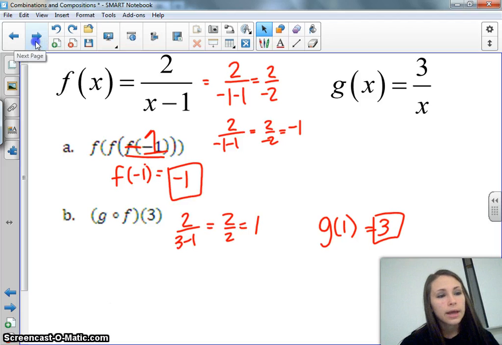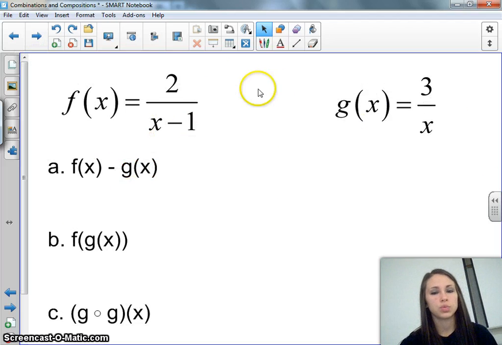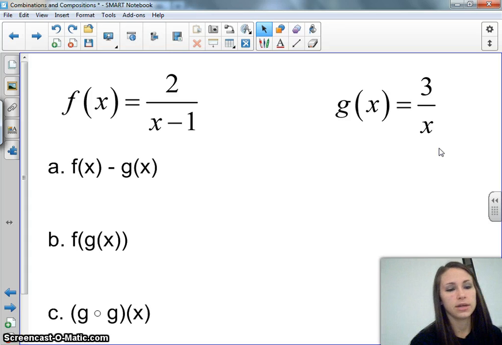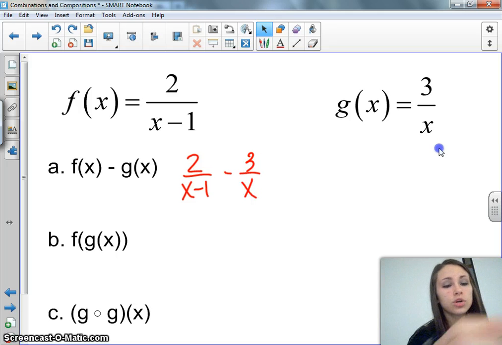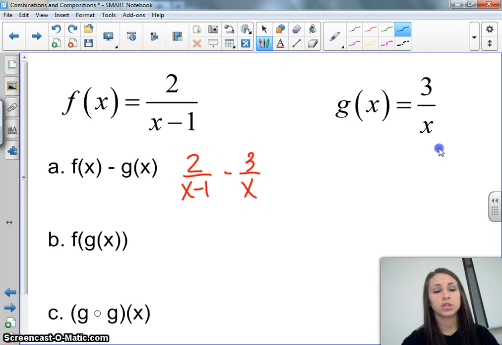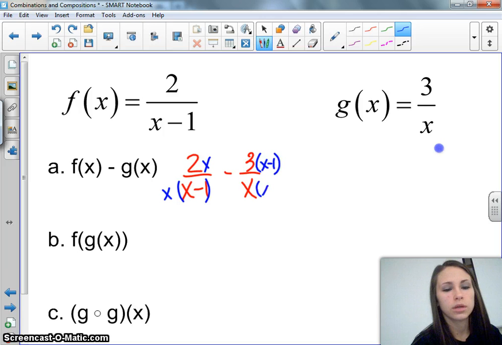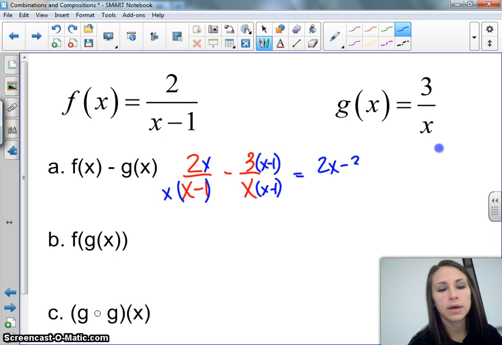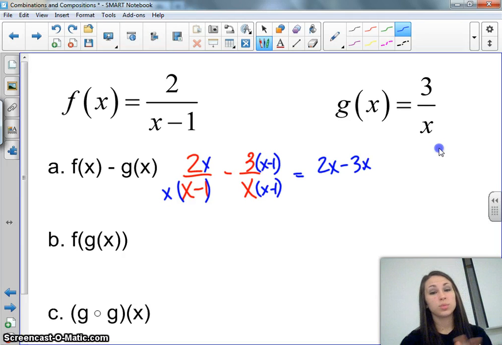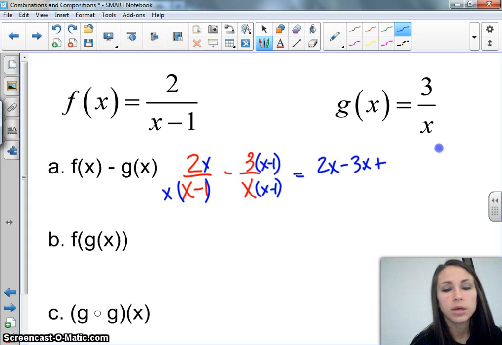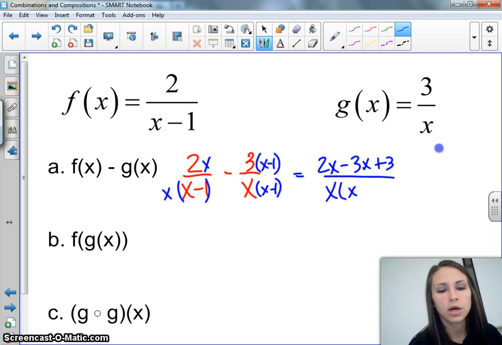Now let's go ahead and do the algebraic combinations with these functions. And this is going to review some of our rational expression stuff that we did a while back. So f of x minus g of x, this is just 2 over x minus 1 minus 3 over x. And so in order to combine these fractions, I need a common denominator, which means I need an x here and there, and an x minus 1 there. And so when I combine across the top, this is just going to be 2x minus 3x. And remember, I'm distributing, it's like a negative 3. So that's going to be a positive 3 here over my common denominator.